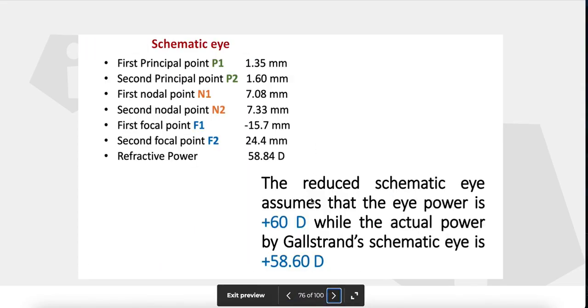The reduced eye has a power of 60 diopters, like this is Donders' reduced eye, but the Gullstrand schematic eye has a power of 58.6 diopters.